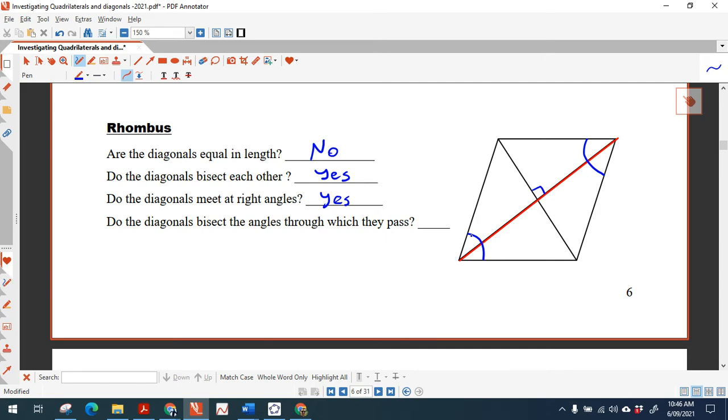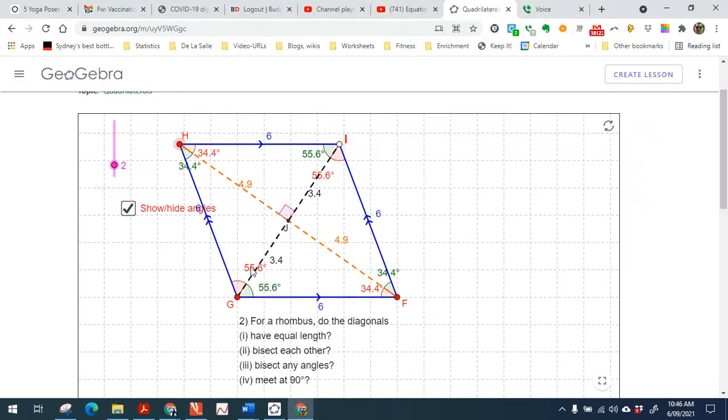Let's have a look. Here we go. Now, have a look at this. We've got 55.6 here, and this angle is also 55.6. This angle here is 55.6, and this angle is 55.6. Now look at the other diagonal. The orange diagonal also cuts the angle in the corner in half.